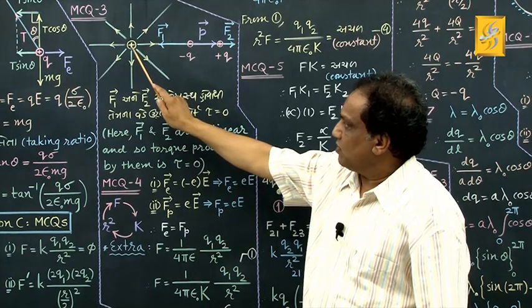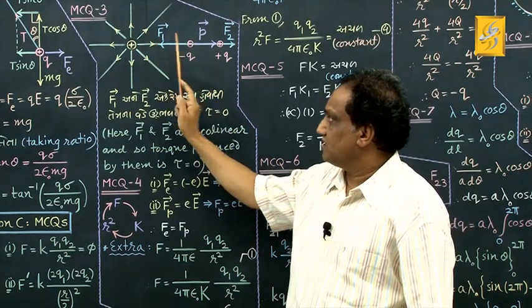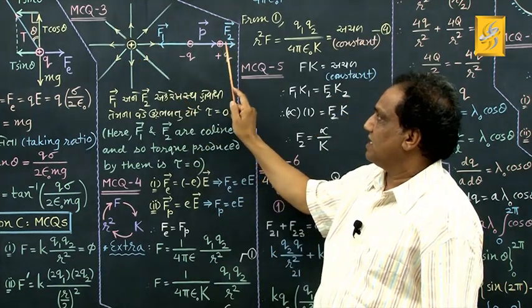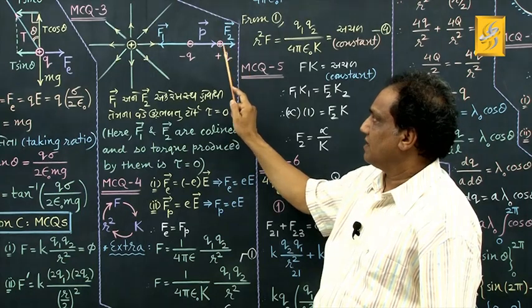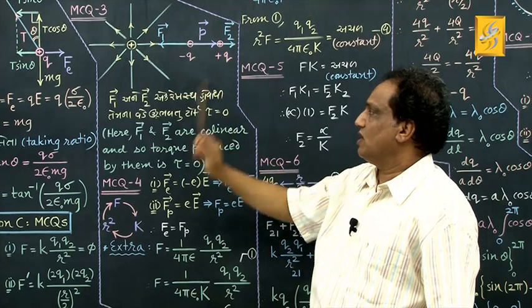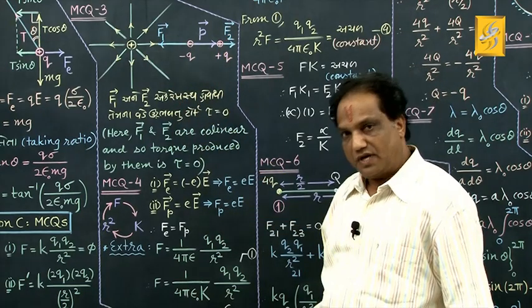Moreover, this positive charge will attract this negative charge, so this force vector is greater, and this positive charge will repel this positive charge. So this repulsive force I am showing this way, correct? But here this force is greater, this force is smaller. Show this force by a longer arrow, this force by a shorter arrow, correct?